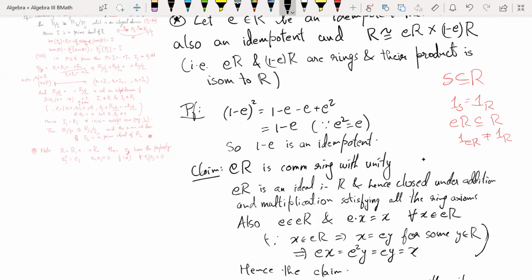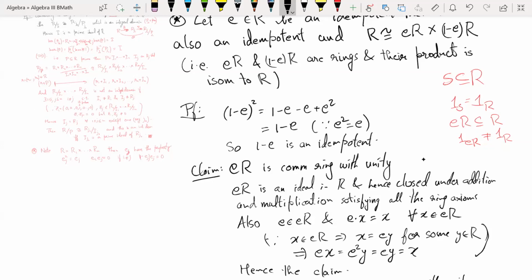So E is the multiplicative identity, because if you take E times X, where X is some element of ER, then E times X is equal to X. Why? Because if X belongs to ER, X is of the form E times Y for some Y in R, and then E times X is the same as E times EY, which is E square times Y, which is the same as EY, which is X.